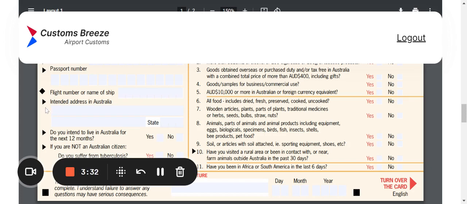The next is intended address in Australia. So where are you staying in Australia? Are you staying in an Airbnb? Are you staying at friends or family? Or are you staying at a hotel? And what is its address? So that's what you put here, where you're staying.